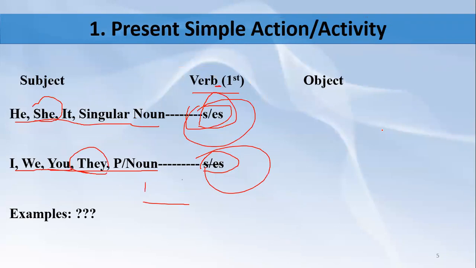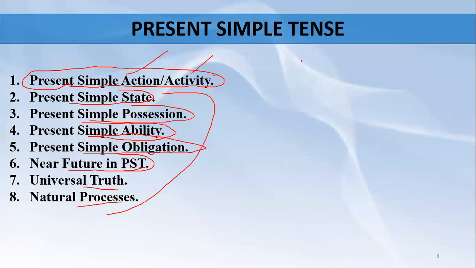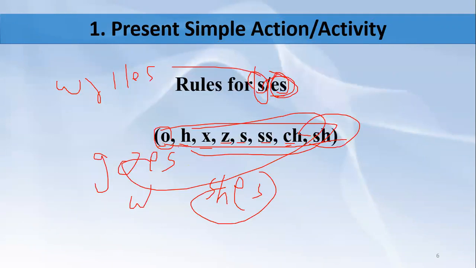Fine. Moving to the third use of this tense, that is present simple ability. Clear? Let me check the message. Someone has sent a message in the chat. Good students are saying present continuous tense. Okay, good. That is present continuous tense for them. I mean, we are talking about present simple.